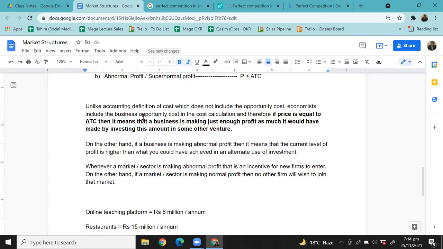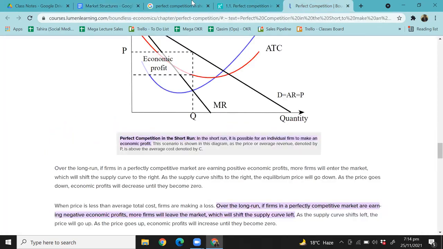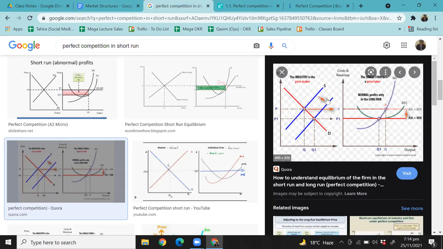But since the perfect competition firm was making supernormal or abnormal profit in the short run, that attracted more firms in the long run, due to which the market supply curve, over here, shifted to the right.